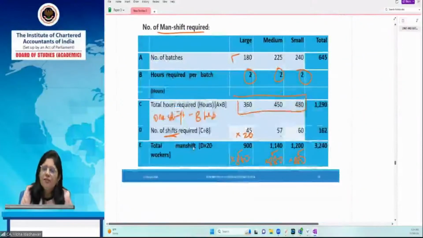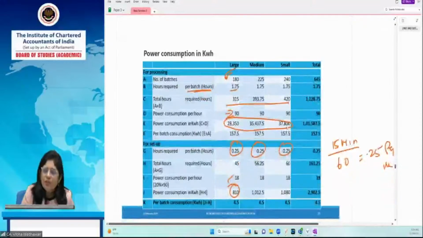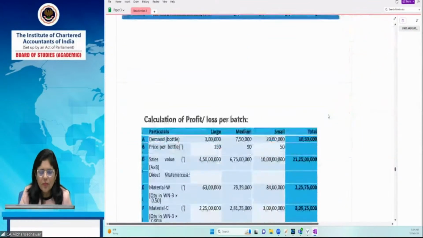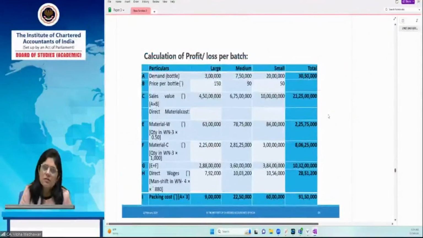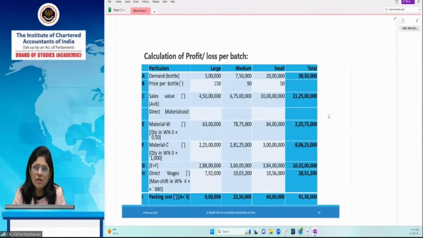So let's just see the thing. Here you will understand it better. So man shift I have explained you. Power consumption also I've explained you, for processing and for setup. Then coming the profit or loss. Clear? So now all the information is ready with us. Now we just have to calculate the profit or loss, जहाँ पे आपको rate से multiply करना है. So let us compile everything.